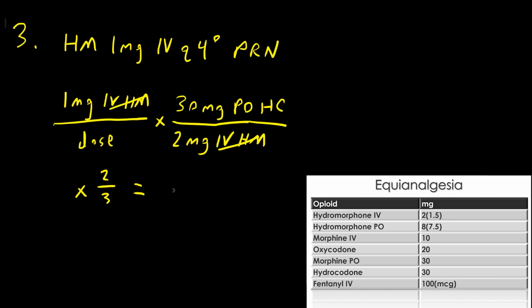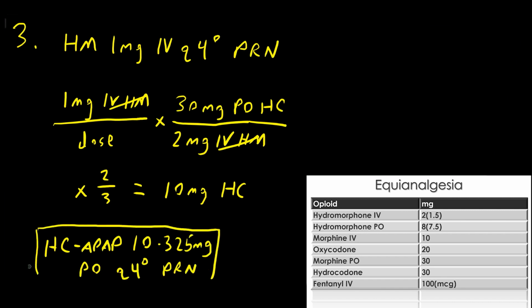15 times 2/3 equals 10 milligrams. So our new regimen is going to be hydrocodone, acetaminophen, the 10, 325 milligrams every 4 hours as needed.